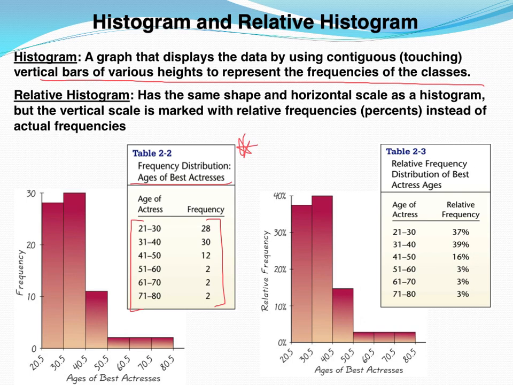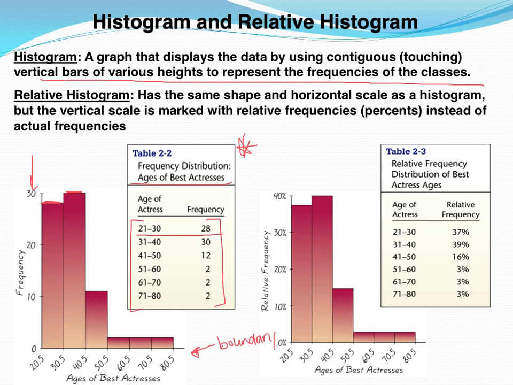What you do to make a histogram, notice down here, what are those numbers? 20.5, 30.5, 40.5? Those are your boundaries. So the very first thing that we have to do is actually find the boundary of each class. And then over here are my frequencies, how high they're going up. So the class right here, 21 to 30, should be right at 28, and it is. The next one should be right at 30, and it is. So notice that we have the class boundaries down here and our vertical bars are touching.